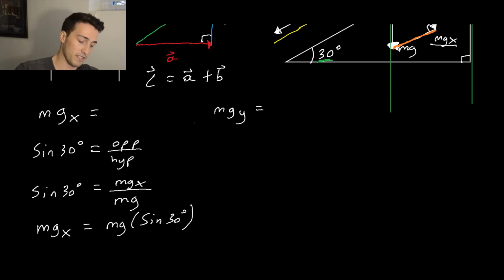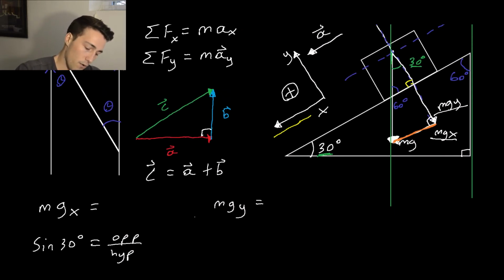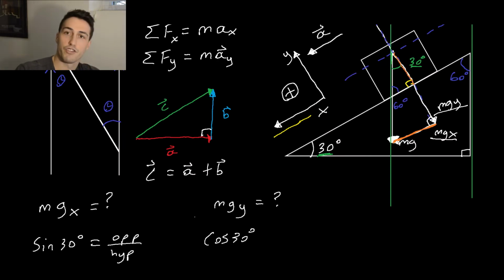That's an important step. Now we can do the same thing that we did, but now for mgy. So mgy, if we look at this angle again, we're going to say, okay, what is mgy? And we're saying, what is mgx? What about cos 30? Well, cos 30 will give us the adjacent side here, and it's in relation to the hypotenuse. So we're going to get the cos of 30 is equal to adjacent over hypotenuse.